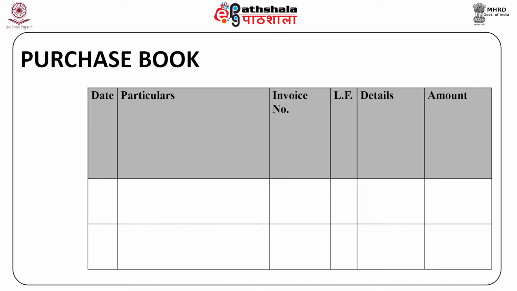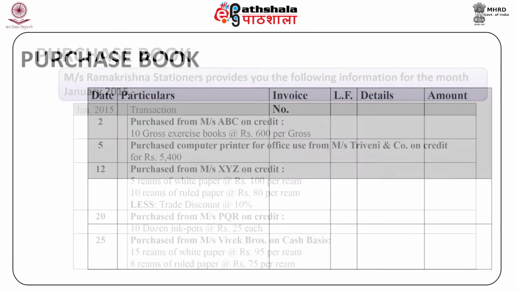Then details, the amount in respect of each article is written in this column. Any trade discount allowed by the supplier is also disclosed as a deduction in this column. Then amount, the net amount of the invoice is entered in this extreme right column. This is the amount which is actually posted to the ledger account of supplier.